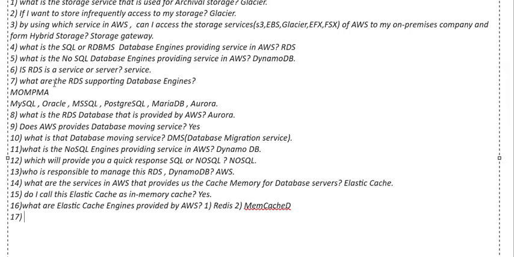Okay, let's have the final question. What is the data warehouse service provided by AWS? AWS provides Redshift. Redshift as the data warehouse service in AWS.